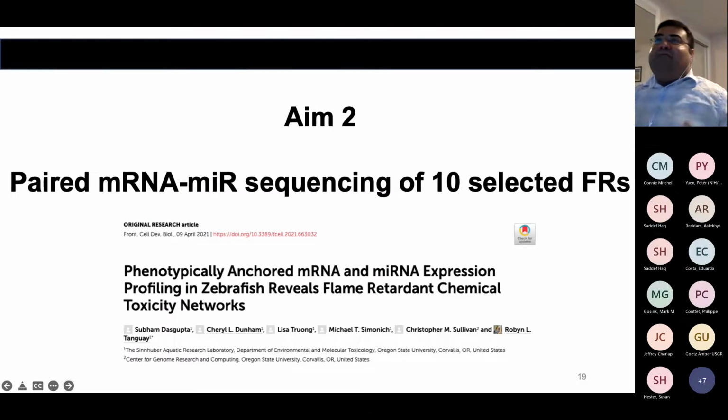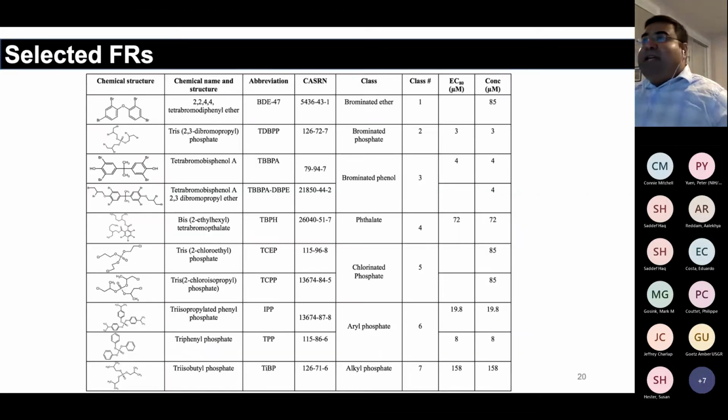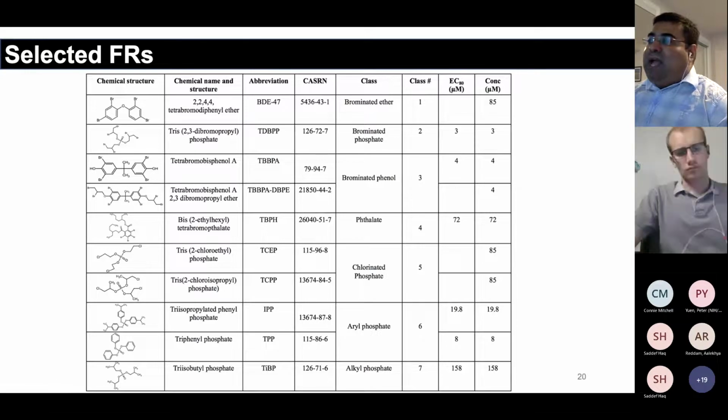So based on this, I will now move on to the part that I was primarily involved in, which uses paired mRNA and microRNA sequencing of 10 selected flame retardants. This work was published last year in Frontiers in Cell and Developmental Biology. Like the initial screening, the 10 selected flame retardants belong to diverse physicochemical classes, ranging from ethers to OPFRs to PBDEs. Based on the screening data, EC80s for these chemicals were calculated, and the mRNA and microRNA sequencing was done at this EC80 concentration.